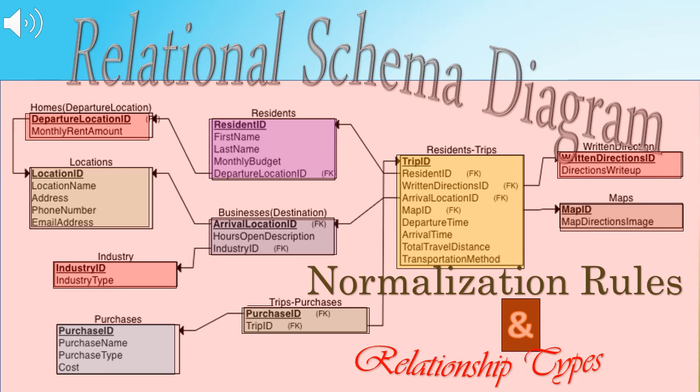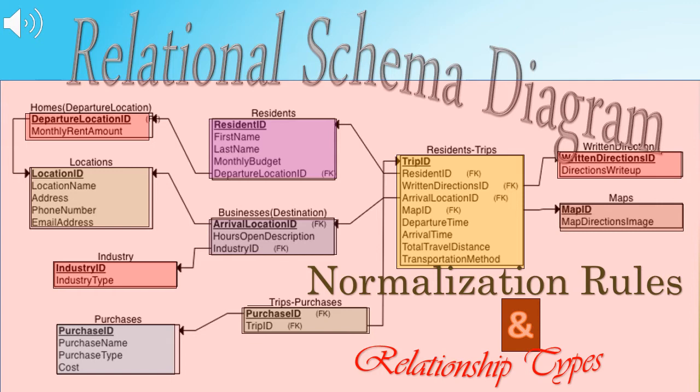And then the next entity is trip, and the tables that instantiate this entity are the resident trips table and the trips purchases table. A trip is an event taken by a single resident to a business, and its attributes include departure time, arrival time, resident ID, business name or destination ID, travel method such as bus or walking, written directions ID, map directions picture, so that's bus or walking ID.